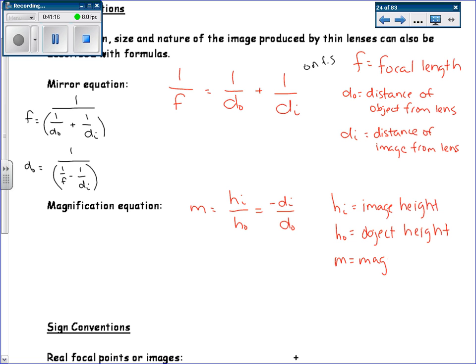Magnification doesn't have a unit. It's just a number that tells you 2 times or 4 times. It's like magnification on a microscope. And you can actually use these formulas to figure out, if you know the magnification of the microscope, the focal lengths of both the lenses, the objective lens and the other lens, the optical lens.